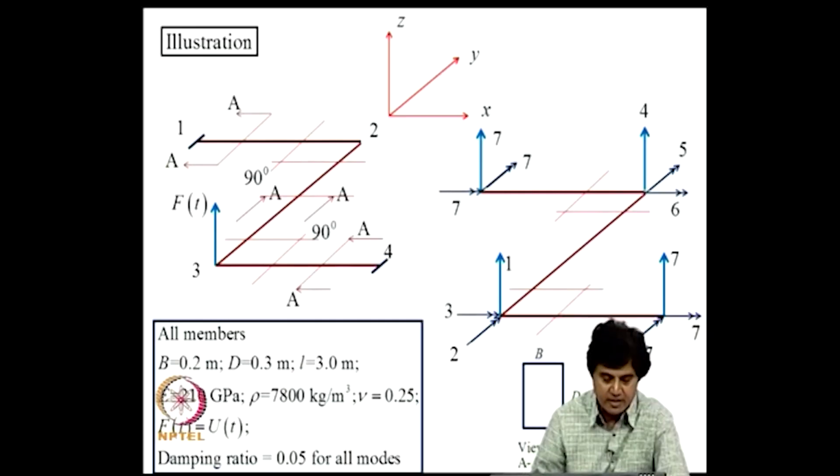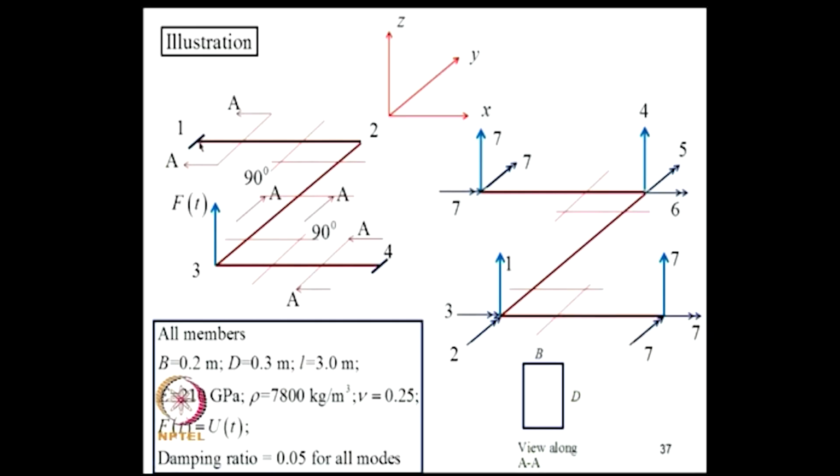Now, a quick illustration. We will consider a grid structure made up of 3 members, shown here as 1-2, 2-3, and 3-4. These 3 members lie in the xy plane and z is an outward normal. Suppose this is carrying a load f of t in the z direction, and these are all at 90 degrees. The properties are mentioned here and the cross section is this.